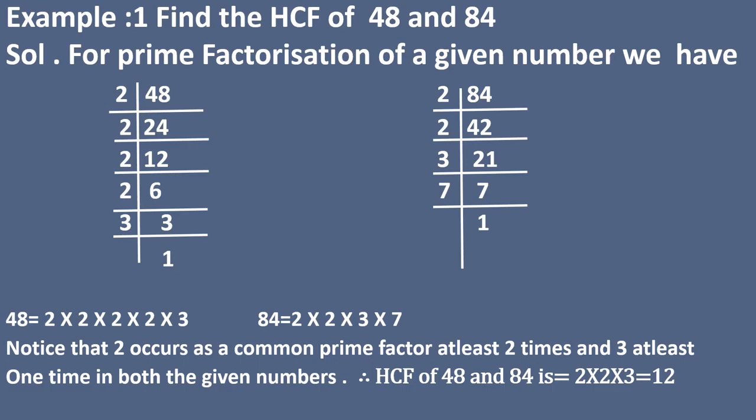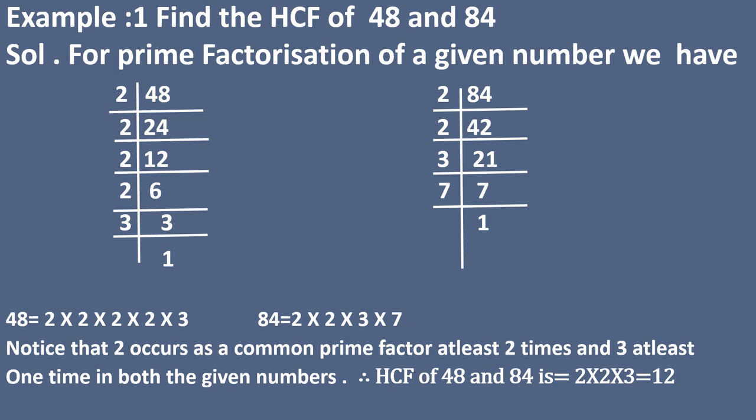Don't divide any number directly by 4 or by 8 or by 10, because these are not prime numbers. Now you can see that 2 occurs as a common prime factor at least 2 times. In 48, 2 comes 4 times, but in 84, 2 comes 2 times. So we will take this 2 times. We have to take the least number of times. So 2 we will write down 2 times.